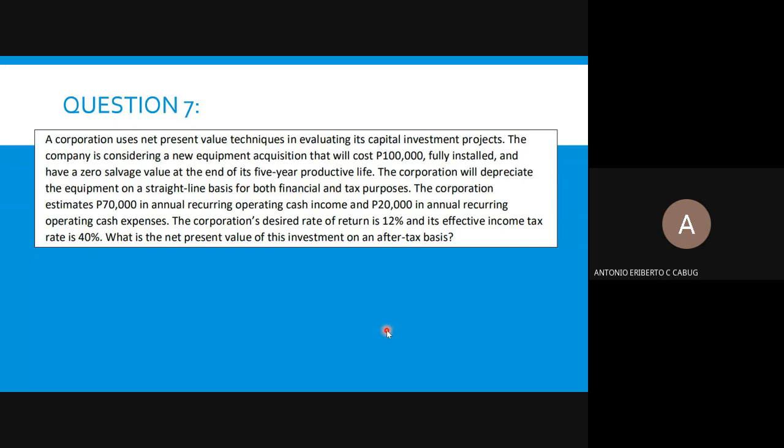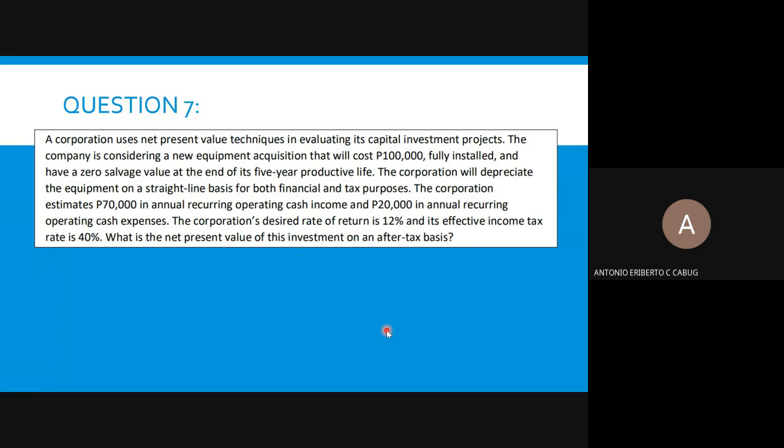A corporation uses NPV techniques in evaluating its capital investment projects. The company is considering a new equipment acquisition that will cost 100,000 pesos, fully installed, and have a zero salvage value at the end of its 5-year productive life. The corporation will depreciate the equipment on a straight line basis for both financial and tax purposes. The corporation estimates 70K in annual recurring operating cash income, 20K in annual recurring operating cash expenses. The corporation's desired rate of return is 12%, effective tax 40%. What's the NPV of this investment on an after-tax basis?